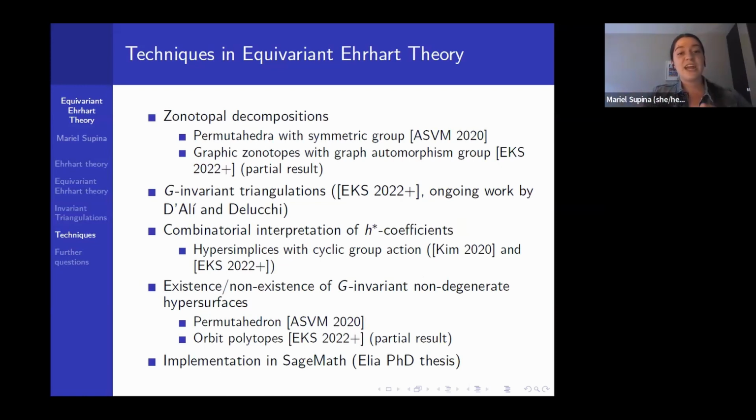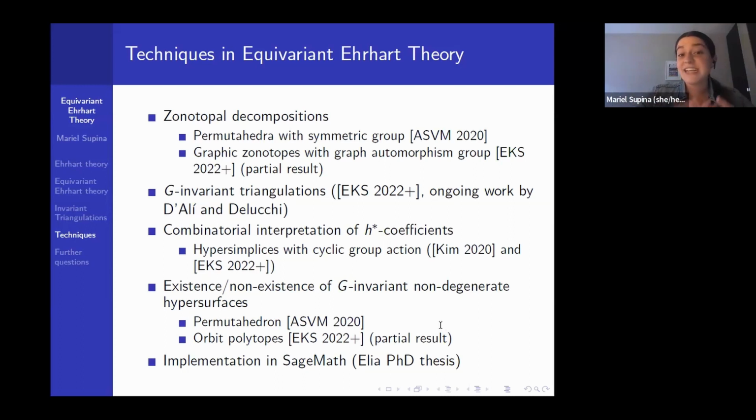For G-invariant triangulations, as I was just talking about, we have some results with Sophia and Donghyun, and I'm also aware of some ongoing work by Dali and Delucchi, trying to say this more in the context of commutative algebra.